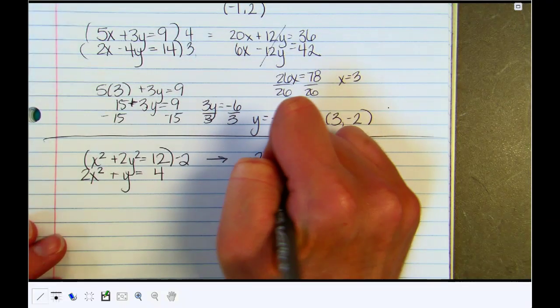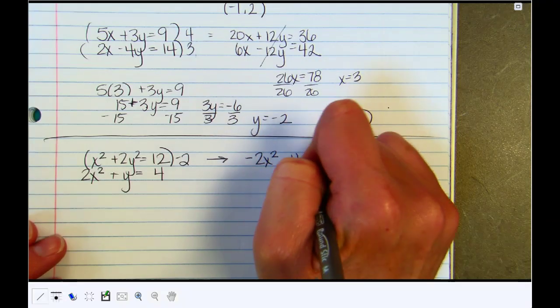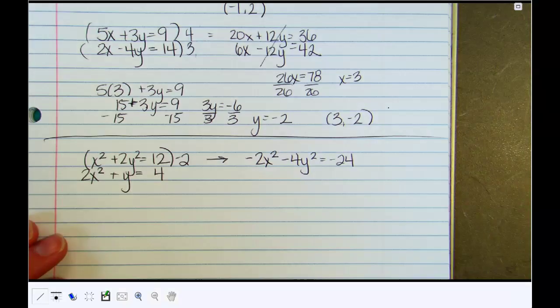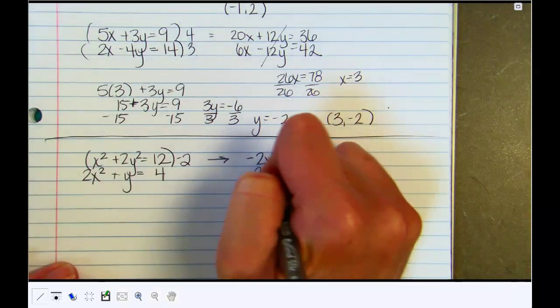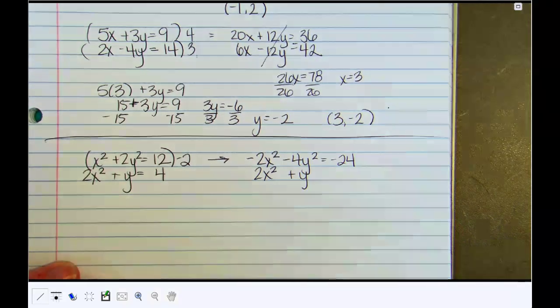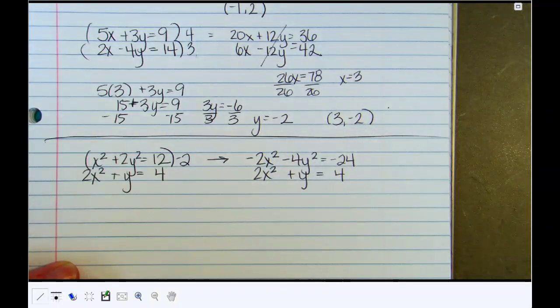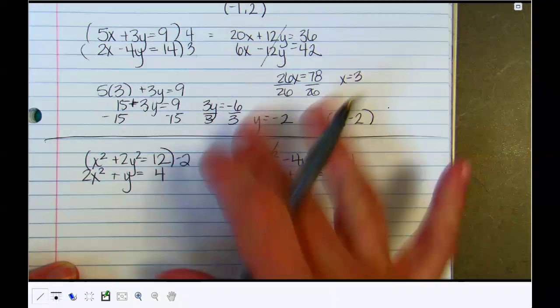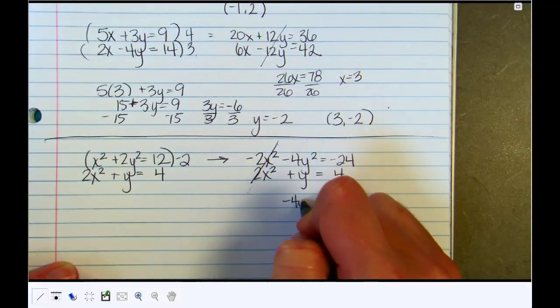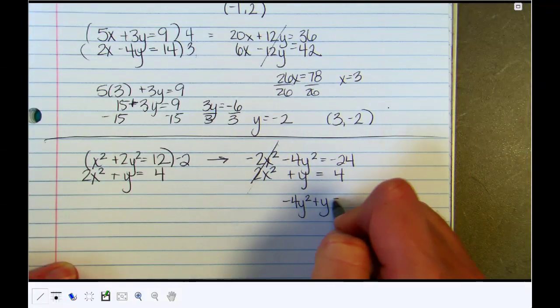So -2x squared minus 4y squared equals -24. And then we have our positive 2x squared. Did I do it wrong? Oh, I don't know. I'm sorry. See what I did. Okay, so x's cancel, and we are left with -4y squared plus y equals -20.